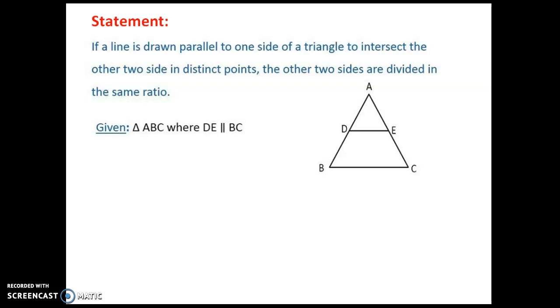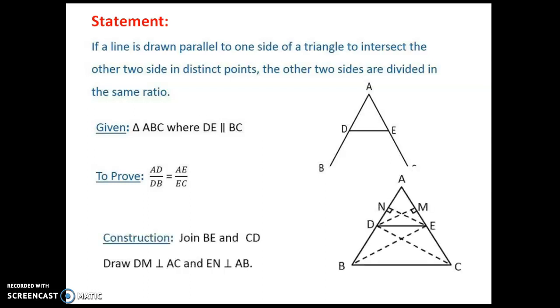That's given. So what we have to prove? AD by DB equals AE by EC. AD, this part, by this part DB, equals this side AE divided by EC. So this is the proportion, like a ratio, written. AD by DB means AD is to DB. So that's a proportion or ratio. This we have to prove now.